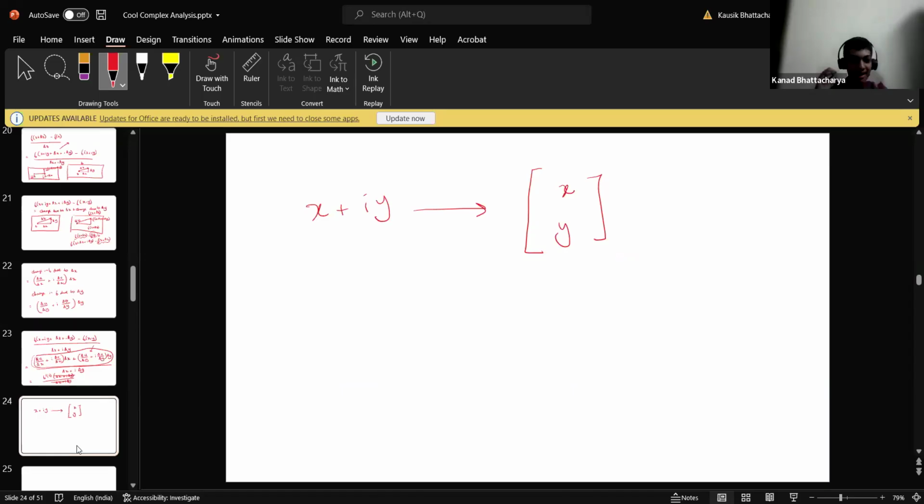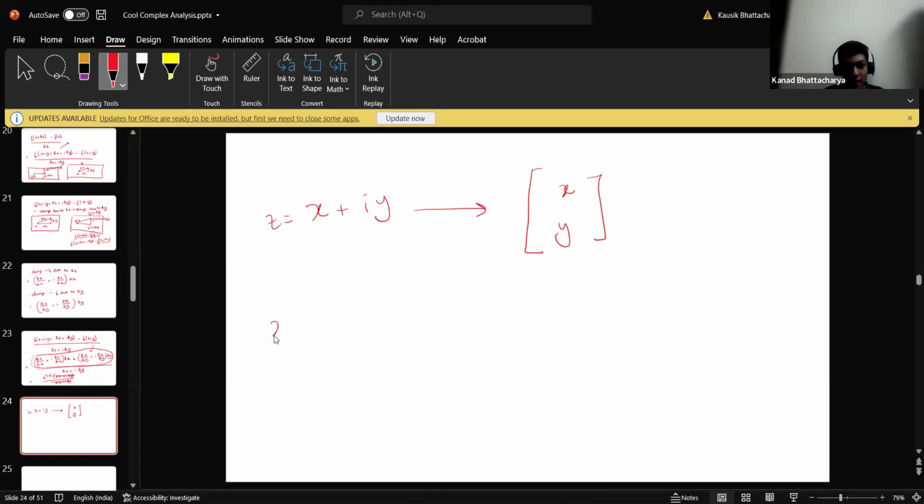Okay, so now here's the black magic part. This is going to be really fun if you're seeing this for the first time. What we do is look at this complex number z equals x plus iy, and we represent this as this vector or this matrix, as this column matrix x comma y. Why am I looking at it like this?